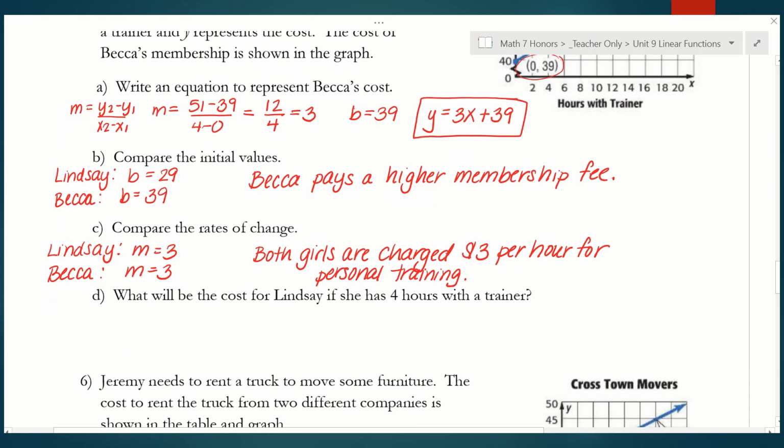Okay, last part here. What will be the cost for Lindsay if she has 4 hours with a trainer? All we care about is Lindsay right now, and her equation was, back up here, 3x plus 29. Our x is 4, which means I'm going to put in 4 in place of x in my equation. So 3 times 4 plus 29 is $41. So for 4 hours with a trainer, she's paying her initial membership fee plus another $12 in personal training, which is a total of $41.